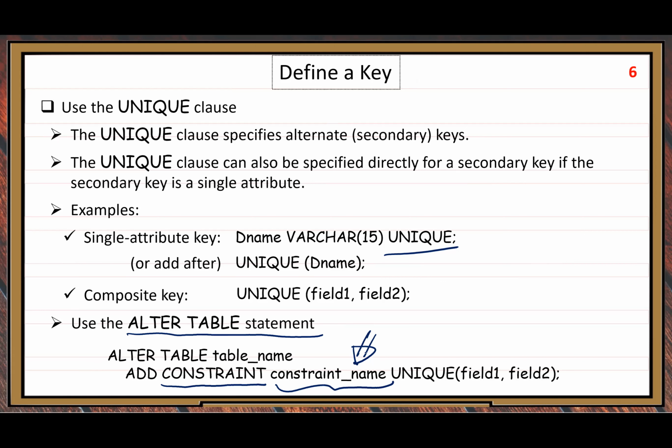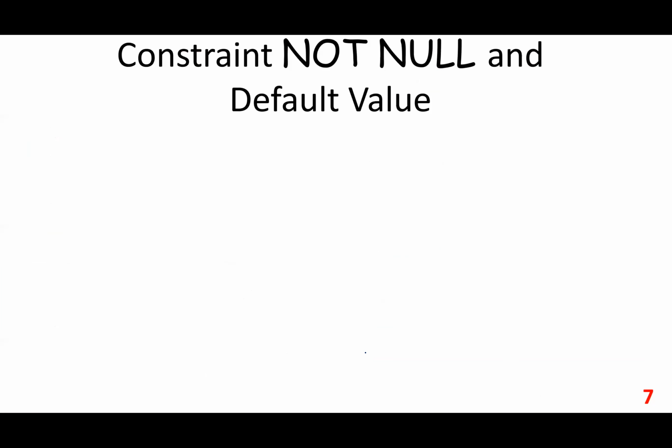All right. The last one: constraint not null and default. So not null. Sometimes, in the last lecture, we spent a lot of time discussing the null value.